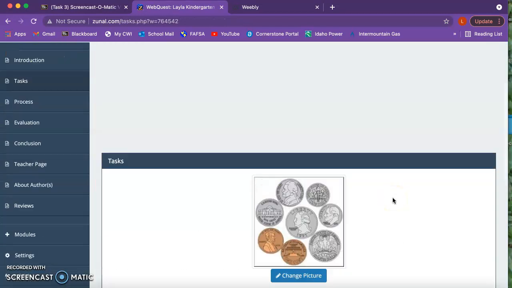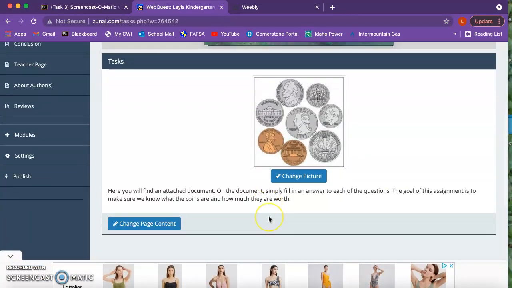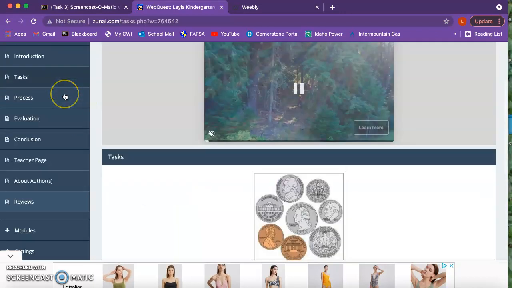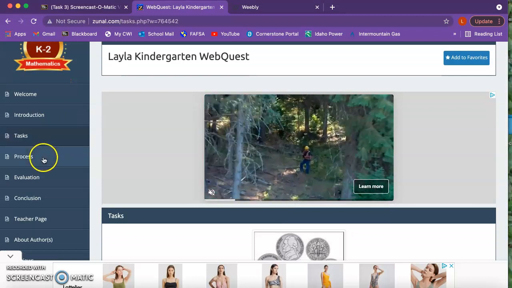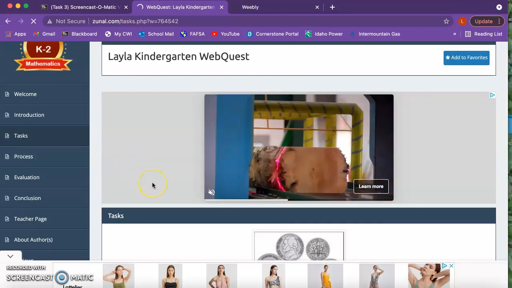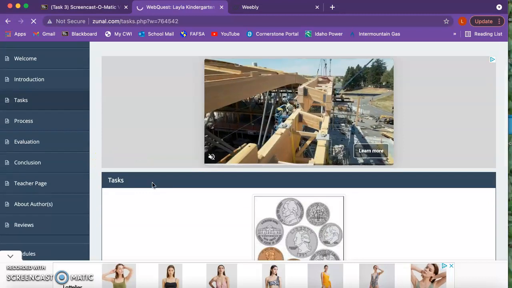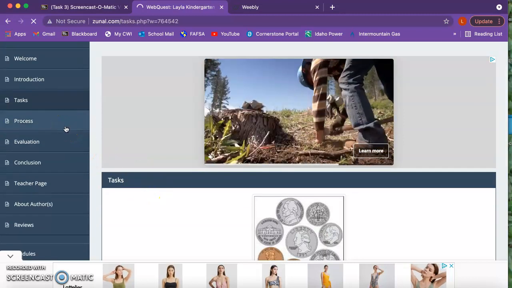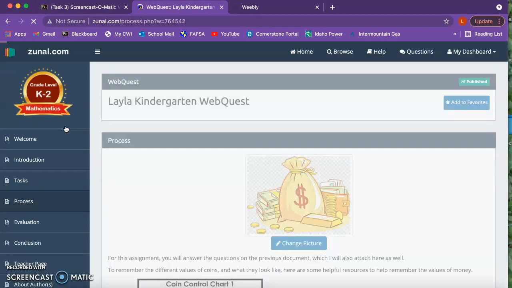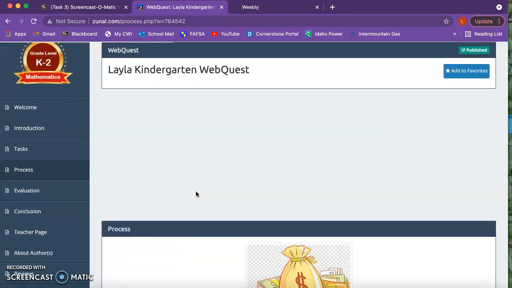And so the introduction is just kind of explaining that they'll find the attached assignment right down here. This website has a really hard time running on my computer for some reason. I've tried it in different browsers too, but it's just really slow.